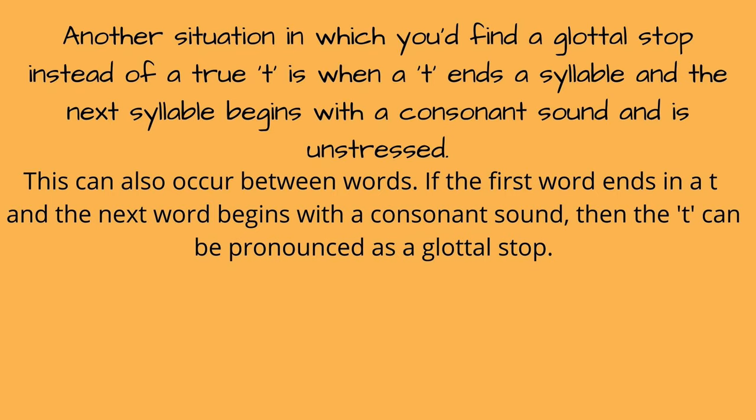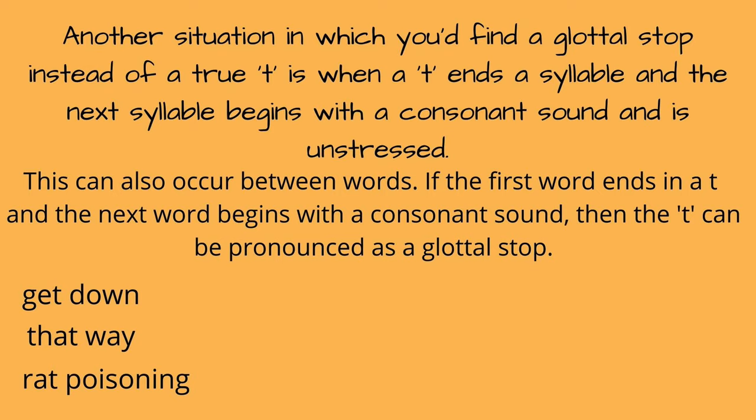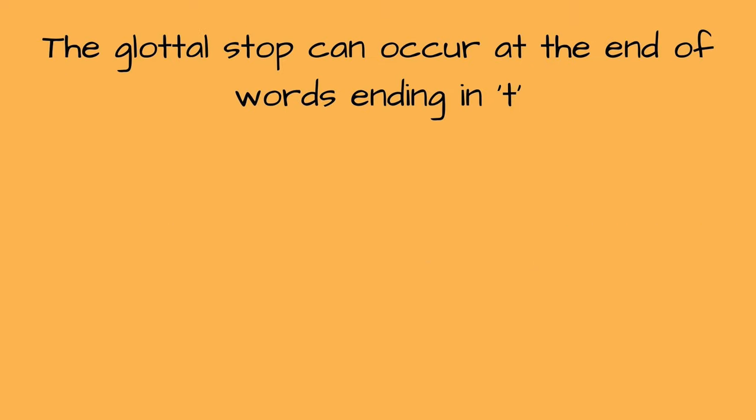If the first word ends in a T and the next word begins with a consonant sound, then the T is pronounced as a glottal stop. Let me give you some examples. Get down from there. That way. We need to go that way. Rat poisoning. It can also happen at the end of a word ending in T, even when there is no word following it. Don't give him that. I did not say, don't give him that, if you listen closely. I said, don't give him that, with the glottal stop.